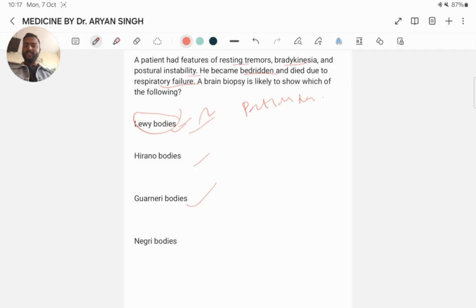Hirano bodies are observed in ALS and Parkinsonism-dementia complex, and Guarnieri bodies are found in cells infected with smallpox or vaccinia virus. Negri bodies are eosinophilic cytoplasmic inclusions in brain neurons that are composed of rabies virus protein and viral RNA. That's all, and keep revising.